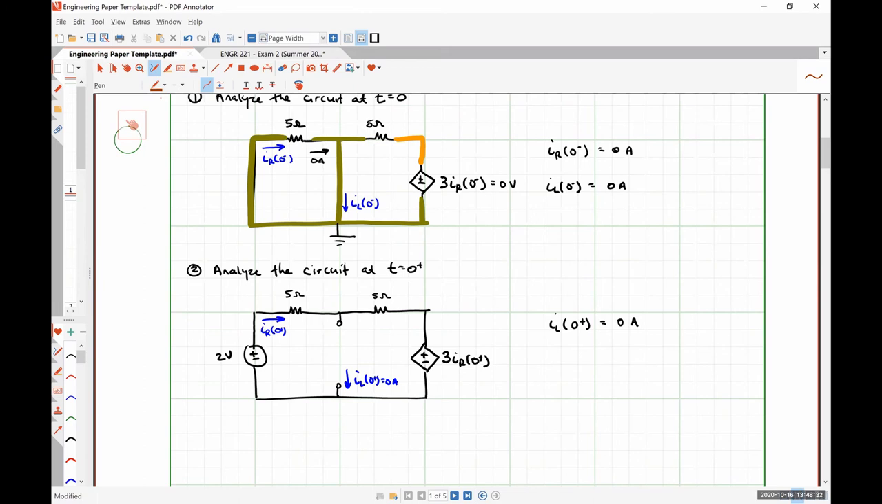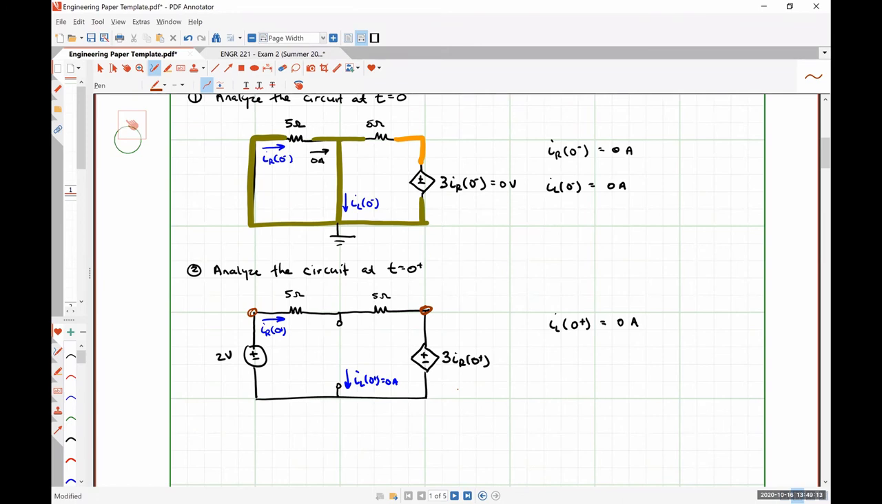I disagree. The reason why I disagree is because it's a single loop circuit. We can't use voltage division either, because we don't know. Using voltage division would require us to know what this potential is and what this potential is, and then take the difference between them. But the potential on the right-hand side is a function of the current that we're trying to find. There's only one mesh. So anytime we have a single loop circuit, Kirchhoff's voltage law is where our mind should immediately go.